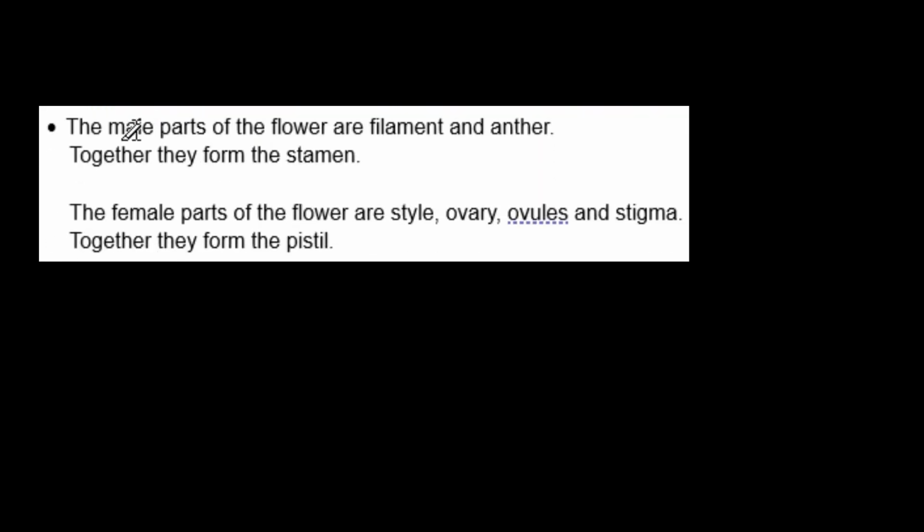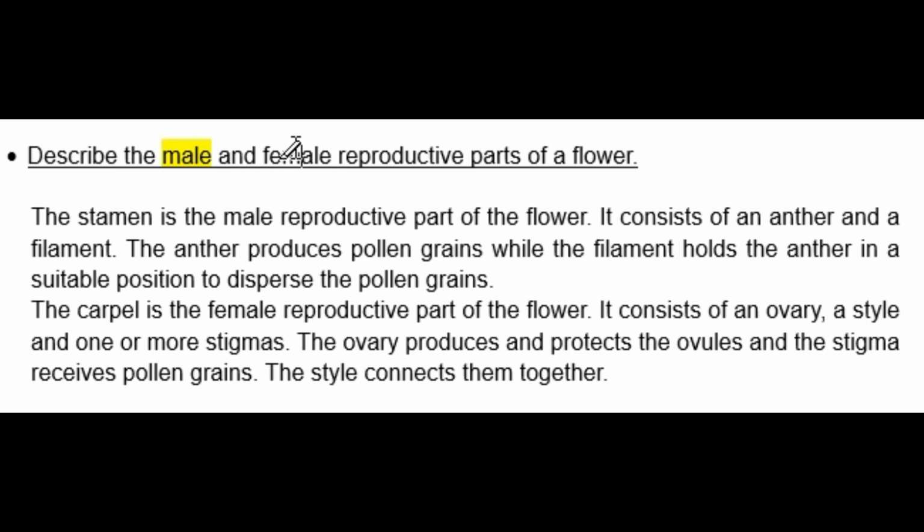The male parts of the flower are filament and anther. Together they form the stamen. The female parts of the flower are style, ovary, ovules and stigma. Together they form the pistil. Describe the male and female reproductive parts of a flower.